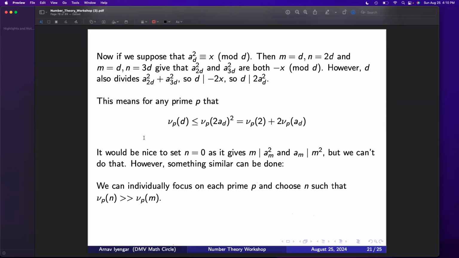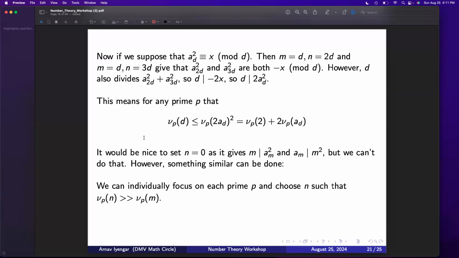So you can choose n, where the VP of n is going to be really, really large. So if you go into the first equation, the VP of GCD of m and n is going to be the minimum of the VP of n and VP of m, which is going to be just VP of m. And then the right-hand side is going to be the VP of am squared plus an squared.